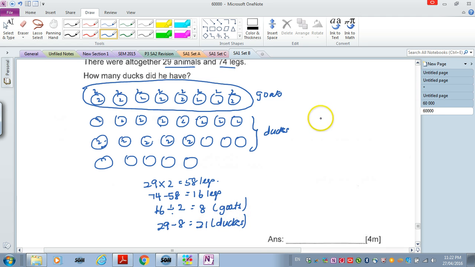Can we check? We take 21 ducks, 2 legs, I would have 42 legs. And I have 8 goats times 4, I would have 32. And altogether, I have 74 legs. Right? So the question is, how many ducks did he have? He has 21 ducks.